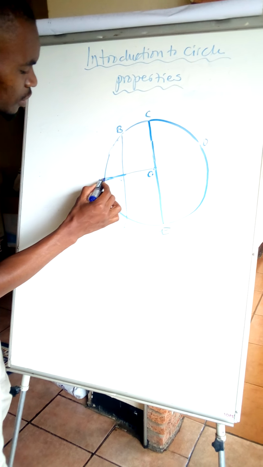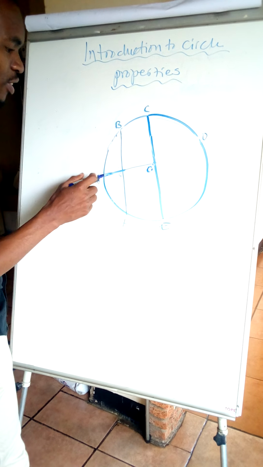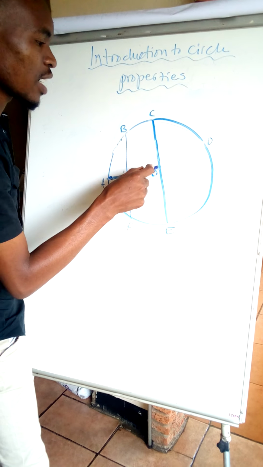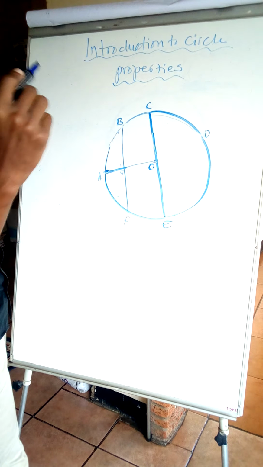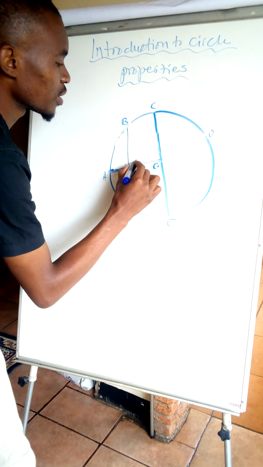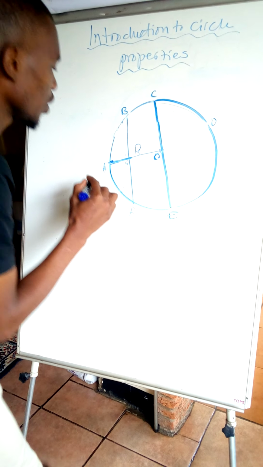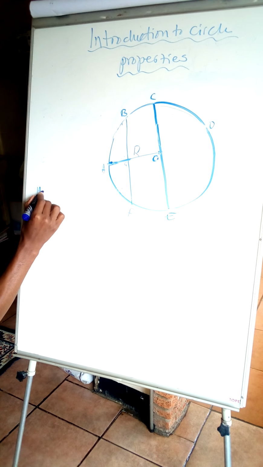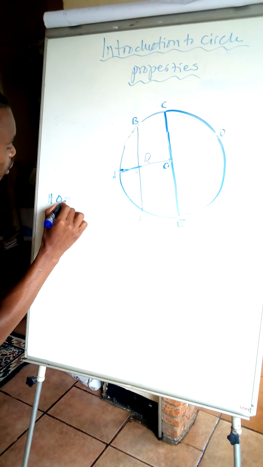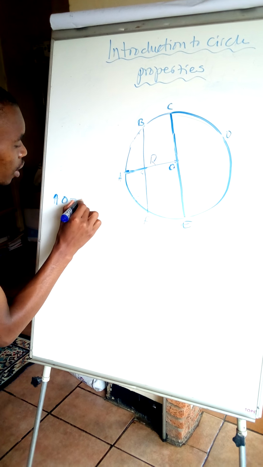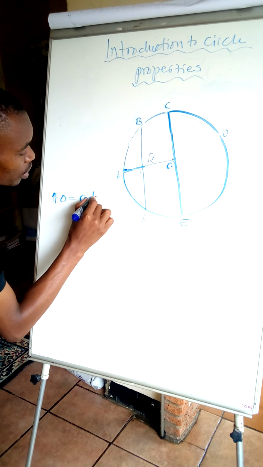If we have a line drawn from the circumference of the circle to the center of the circle, that line is called the radius. So line AO is radius.